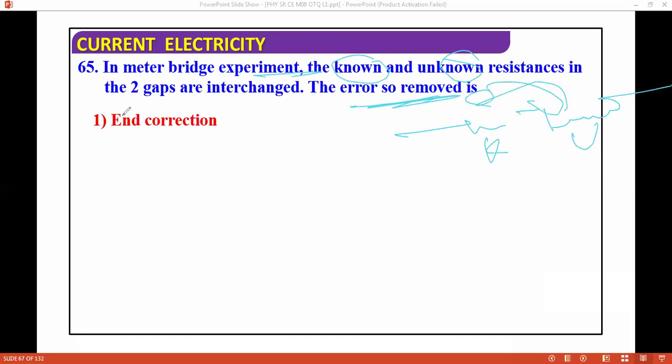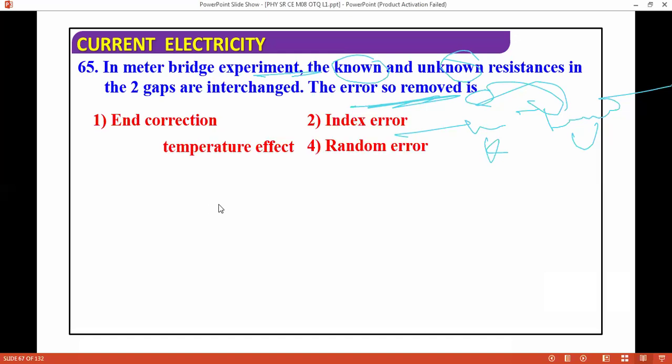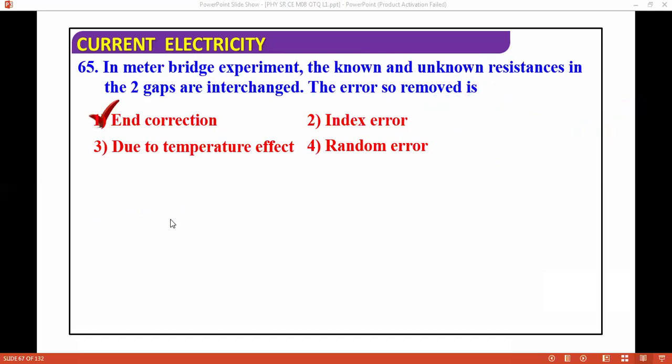So the error to be removed is the end correction error. Again, this is a very good but simple question. Anyone can do this question if you have gone through all the things. So the answer is end correction, and by doing this we can remove the end correction error. Okay, next question.